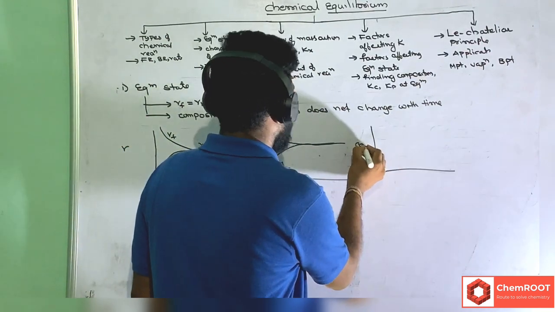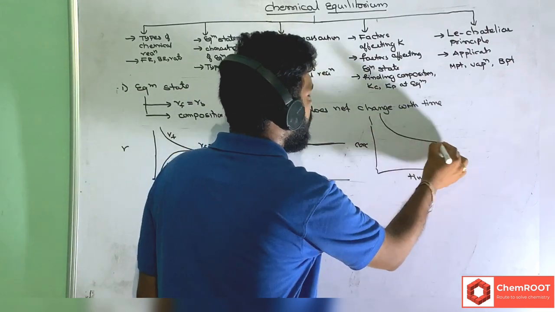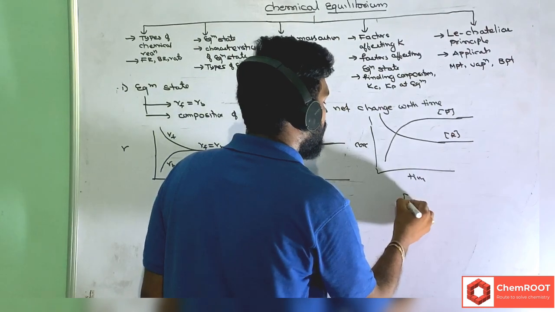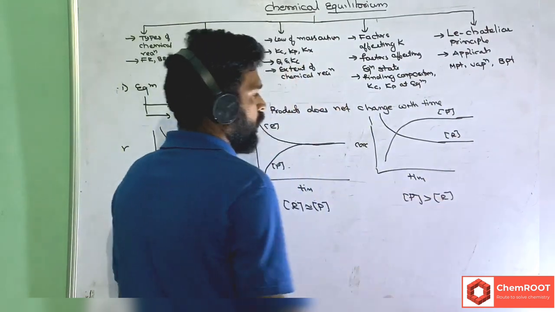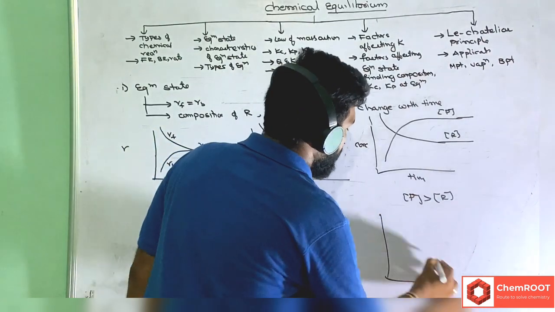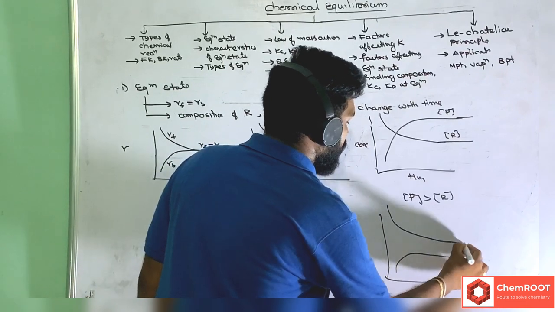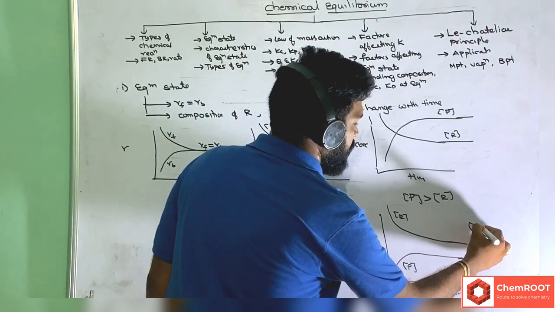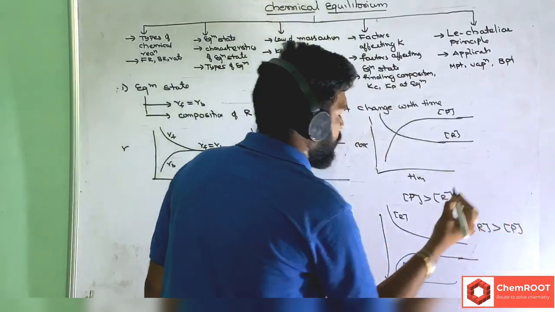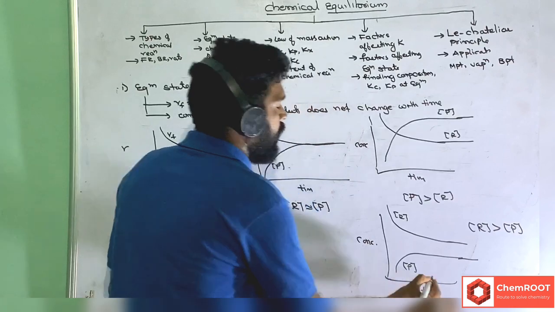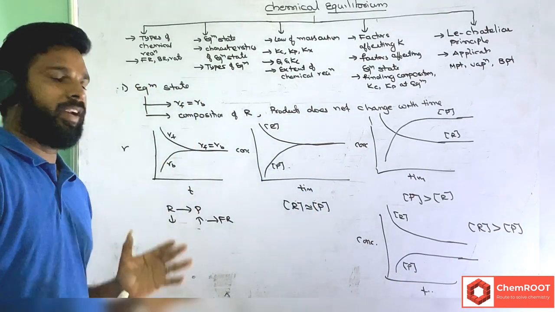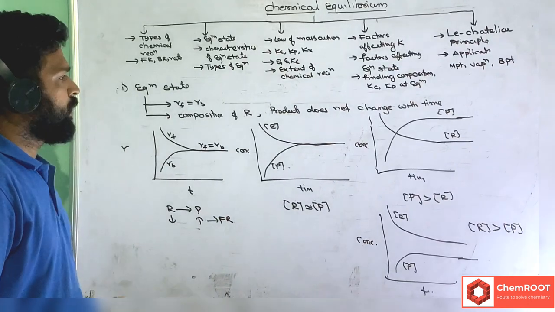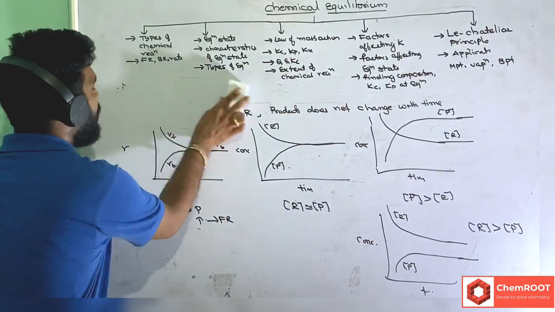In some cases, with concentration versus time, one curve decreases and the other increases, but at equilibrium the product concentration is more than the reactant concentration. In the same way, it may also go the other way, where at equilibrium the reactant concentration is greater than the product concentration. So the rate of forward reaction equals the rate of backward reaction, but concentrations may or may not be equal at equilibrium. That is a point you have to take care of.